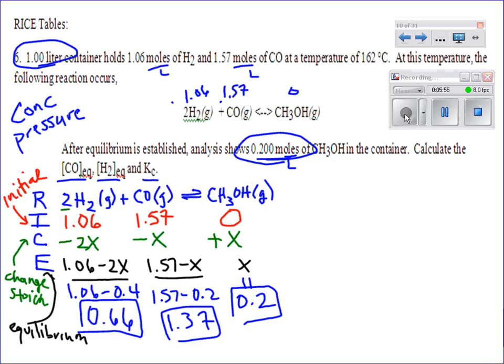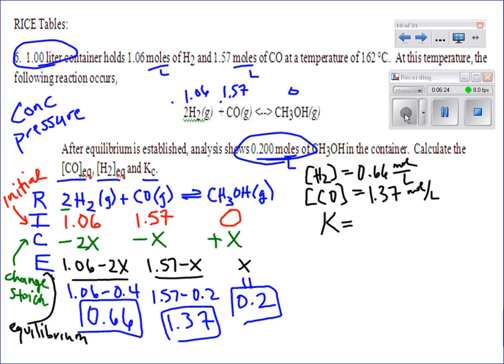Now you have to, on the AP, indicate, you can't just leave it here and have me, the reader, look for your concentrations. You have to separately list, okay, the problem's asking me for H2 concentration, so I know that's 0.66 moles per liter. The problem's also asking me for the CO concentration at equilibrium, and that's 1.37 moles per liter. It's also asking me for the K. How do I find the K?